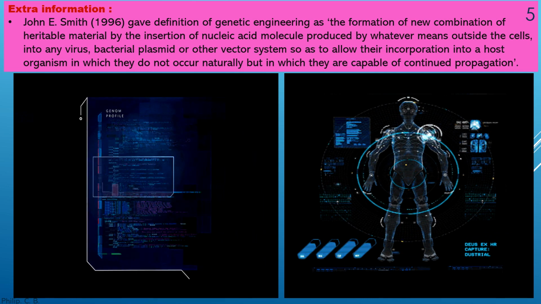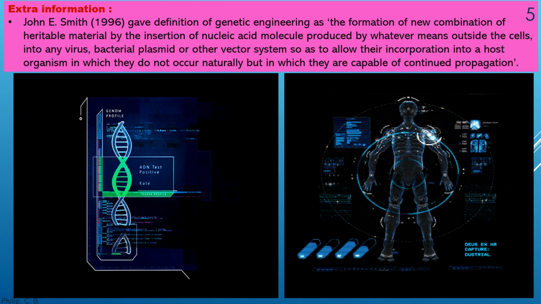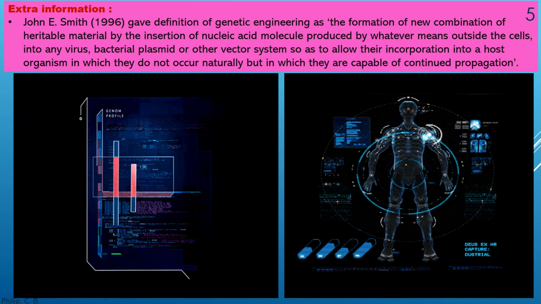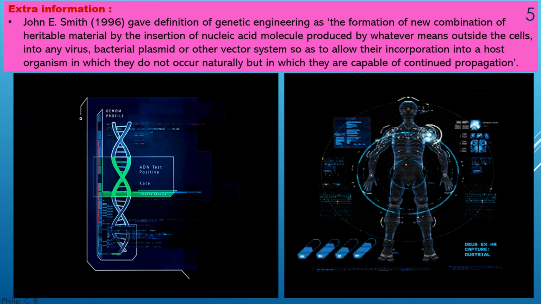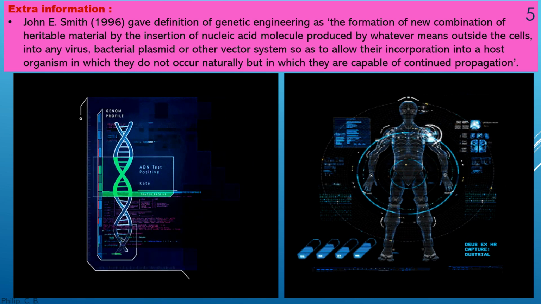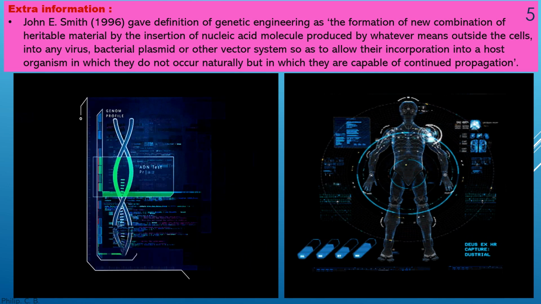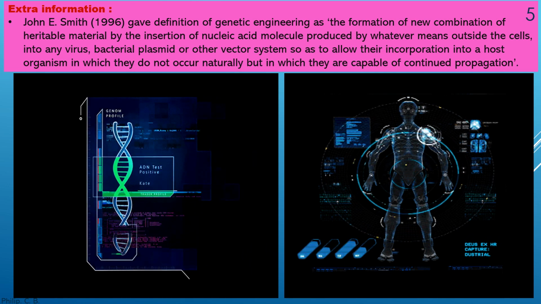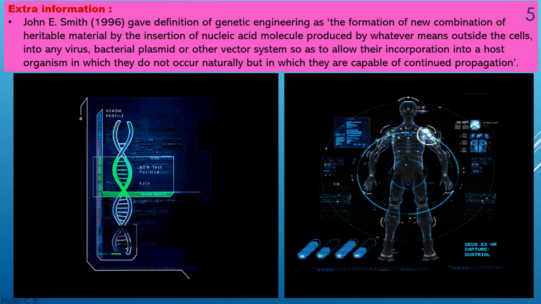Now, a little bit of additional information. First you can see in the image how the DNA structure is, or first you can identify the particular DNA strand which you want to change, the location which you want to transfer to, etc. Then in the second image you can see how in a human body the genome can be transferred or alteration can be carried out, right? So here John E.